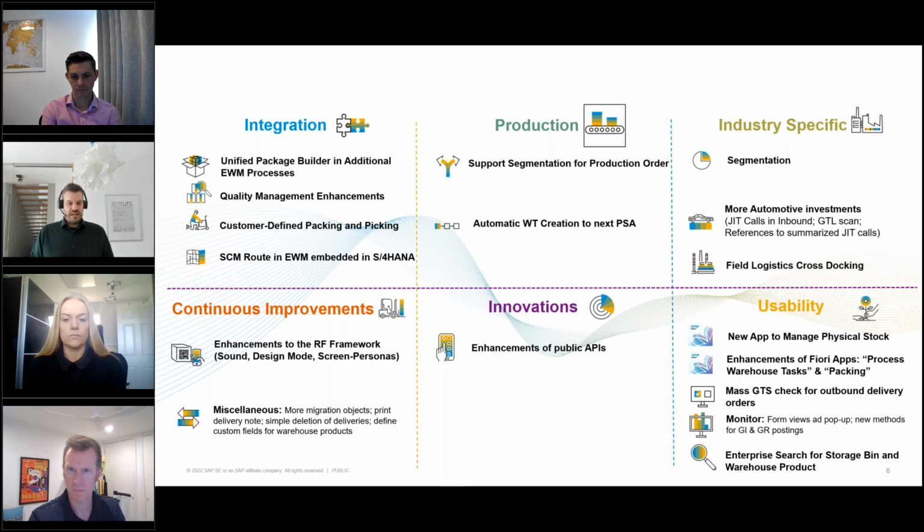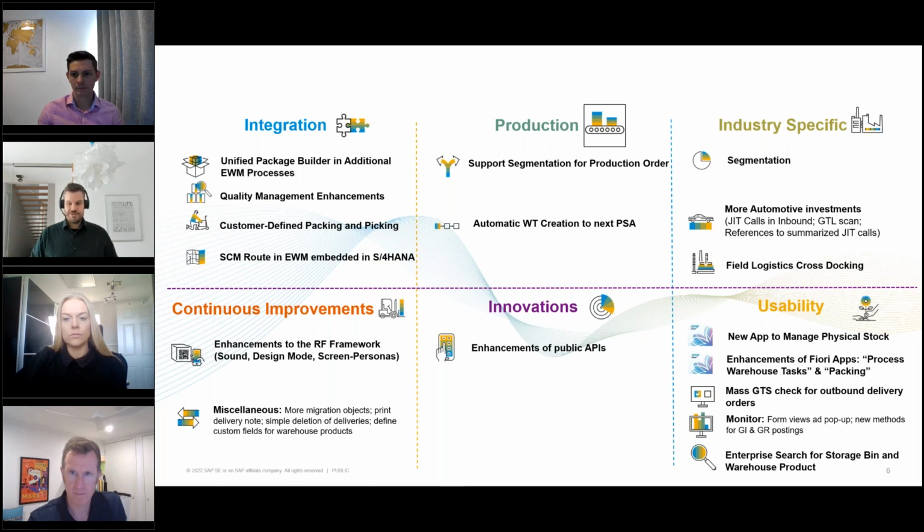We have round-offs and enhancements for the process warehouse task and packing Fiori application. We enabled mass GTS checks. We have some monitor enhancements, and there's an enterprise search capability for storage bins and warehouse products. I always call it like the Google search on SAP, so that you have a field, you just type in a number and it retrieves all the possible objects, and you need to enable this object. And here we basically moved into that house with the storage bin and warehouse product.